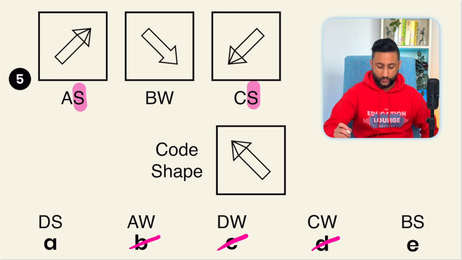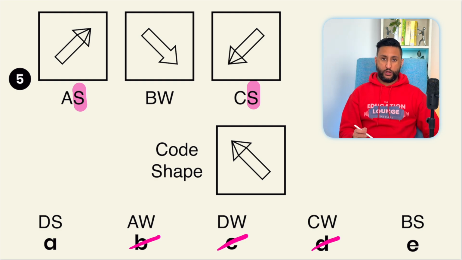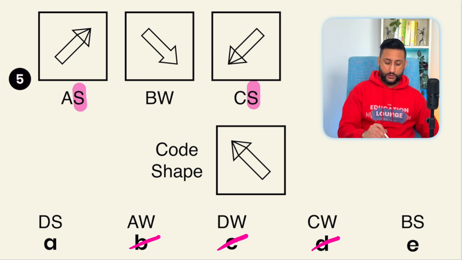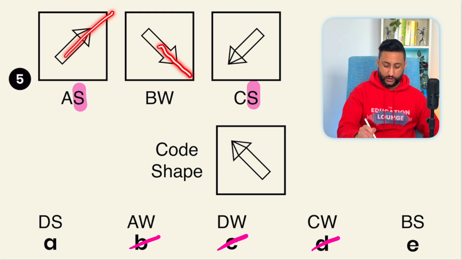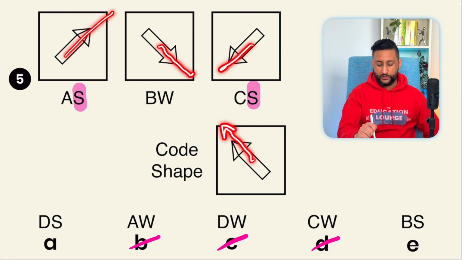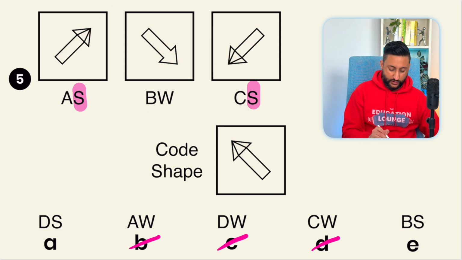So what do we have to do? Well, we have to make a leap in logic and say that if A is top right corner, B is bottom right corner, C is bottom left corner, then this top left corner, following that pattern, ABC, should be D. And that's our answer here.